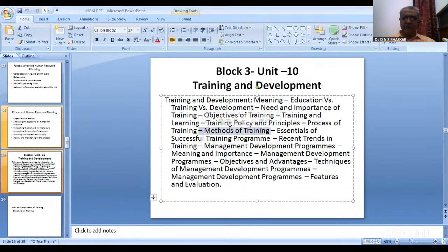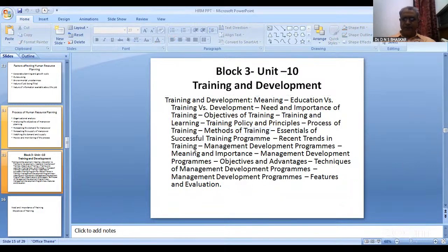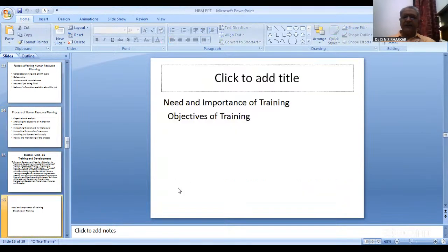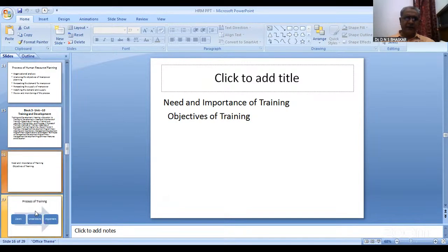This is the most important lesson. Essentially, it appears in most of the examination question papers. Essentials of successful training aspect. Recent trends in the training aspect. These are the topics up to here. It is said to be the need and importance of the training aspect. What is the need for the training aspect, first of all?